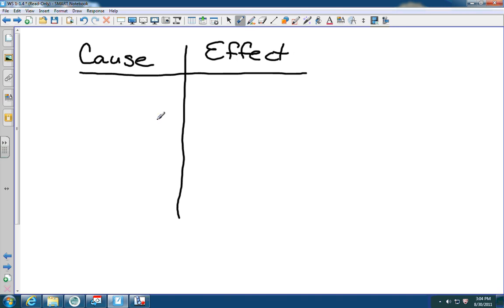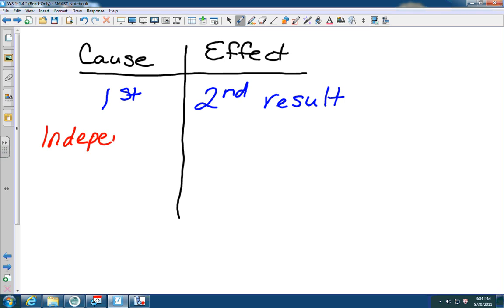Whenever we talk about cause and effect, the cause is the thing that happens first. Effect is the result or the thing that happens second. I may write result here. So the independent variable is going to be the thing that occurs first. The dependent is going to be the effect. What happens after something happens or is started and you do things to it? What is the result?